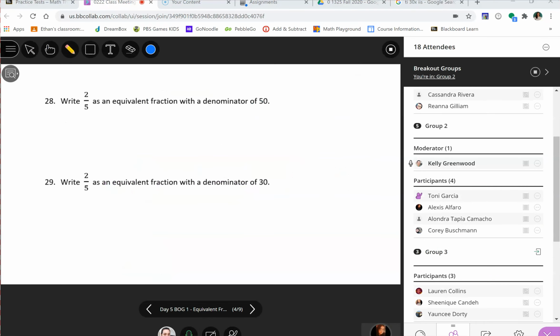You can take a fraction and simplify it down, but you can't take a fraction and make the denominator and numerator bigger. So this is what you have to do.